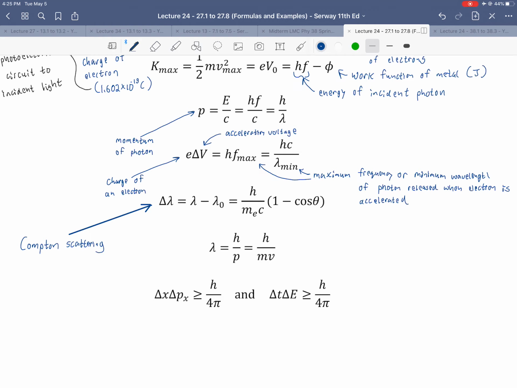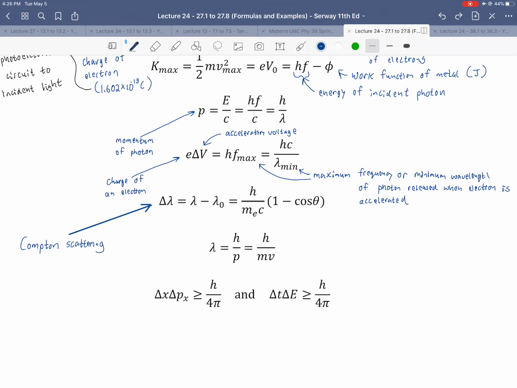When we look at Compton scattering, we have a change in the wavelength. Lambda minus lambda naught. Okay? And that is the final wavelength minus the initial wavelength. Okay? And this would be the final wavelength of the light minus the initial wavelength of the light. And that is going to be equal to the change in the energy of the electron. Okay? So let's go and label the rest of this.